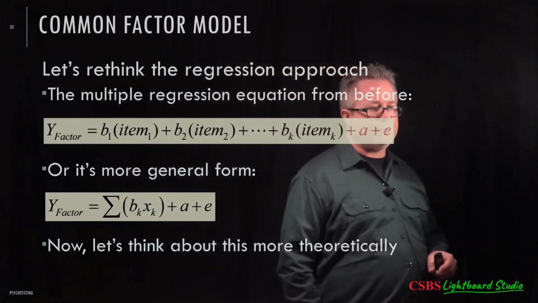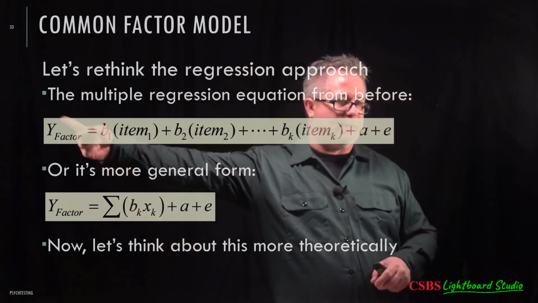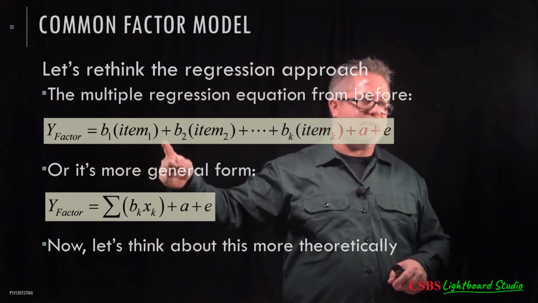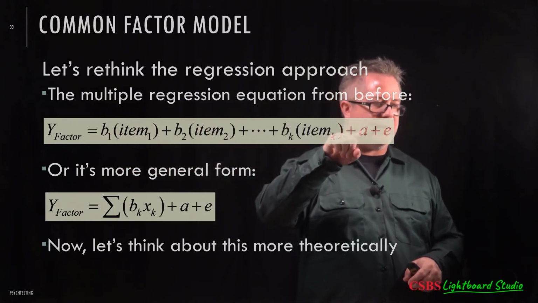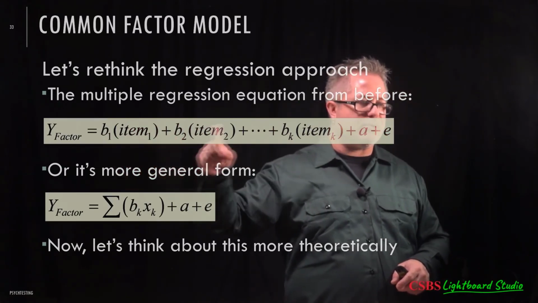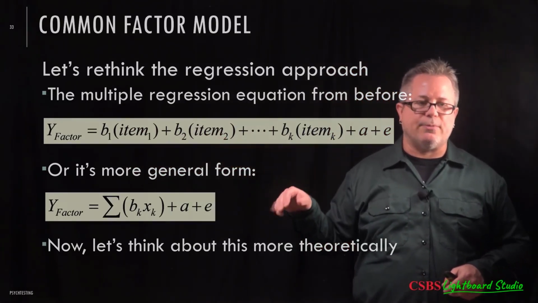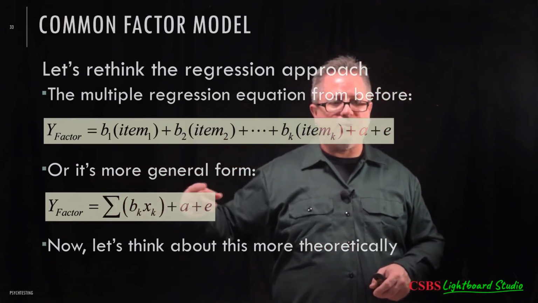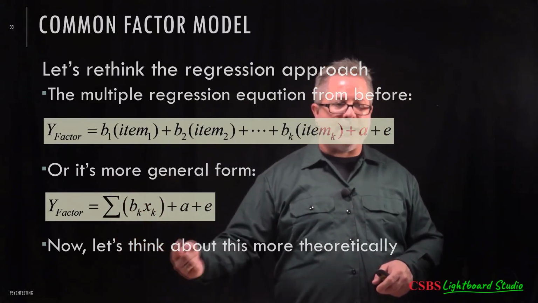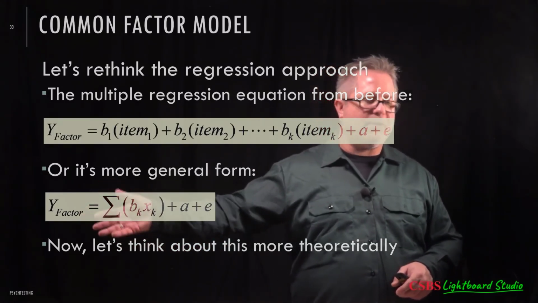So let's think of the regression approach. If we had something like a Y factor, something like a depression factor, we could identify slopes of the items here, and identify an intercept, and error. We can create these measures as weights or coefficients to weight each item and create a predicted score. So it's a more general form. I can just sum all the slopes times all the items, add in the intercept, add in error, and I can maybe predict this factor. But let's think about this a little more theoretically.